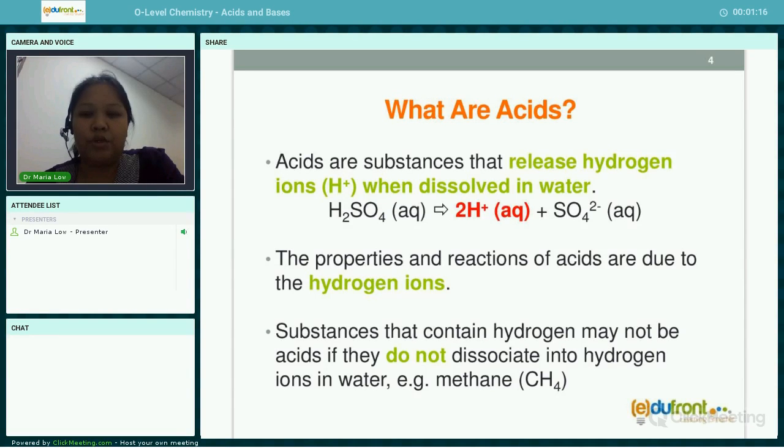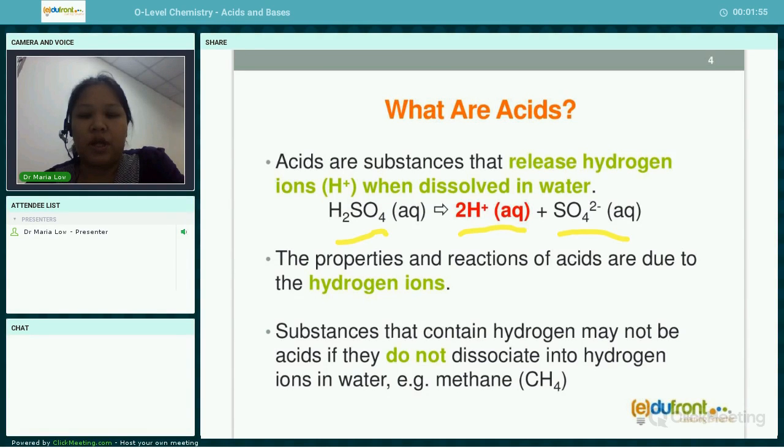Okay, what are acids and how do we define them? Acids are substances that release hydrogen ions when dissolved in water. For example, we have sulfuric acid over here, which is H2SO4. When it's in the aqueous form, it will dissociate into hydrogen ions, in this case two hydrogen ions, and the sulfate ion. The properties and reactions of acids are due to these hydrogen ions when they are dissociated in water.